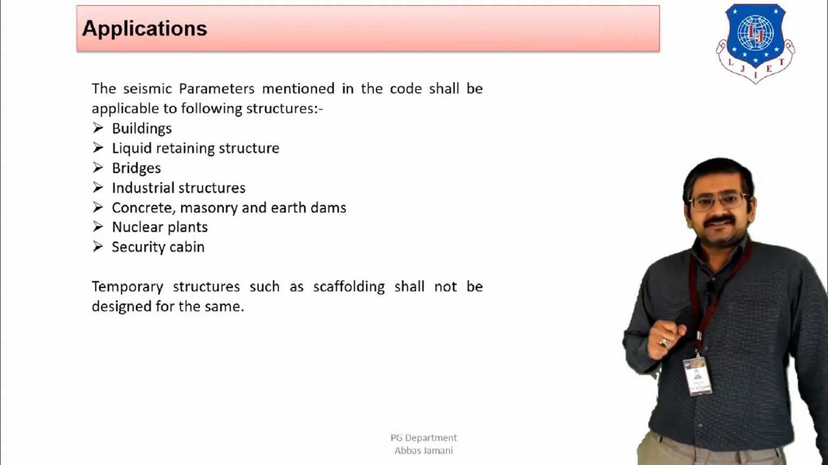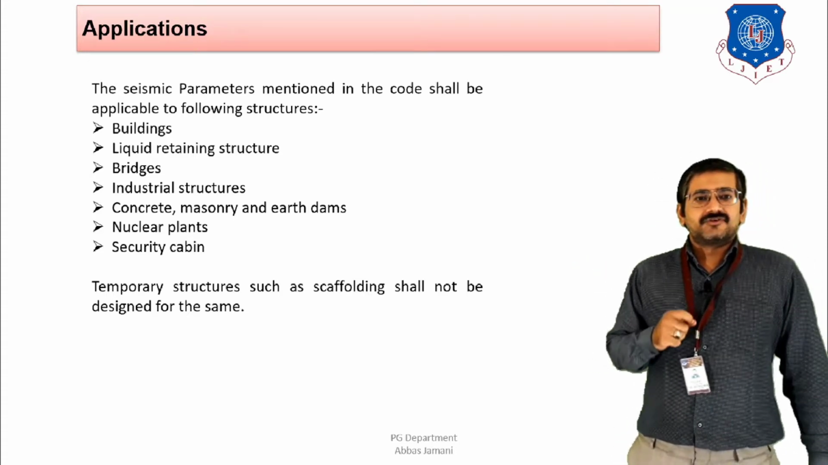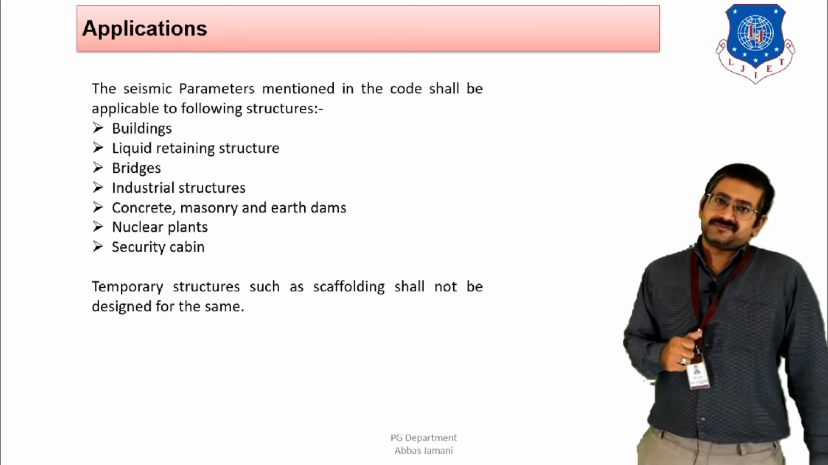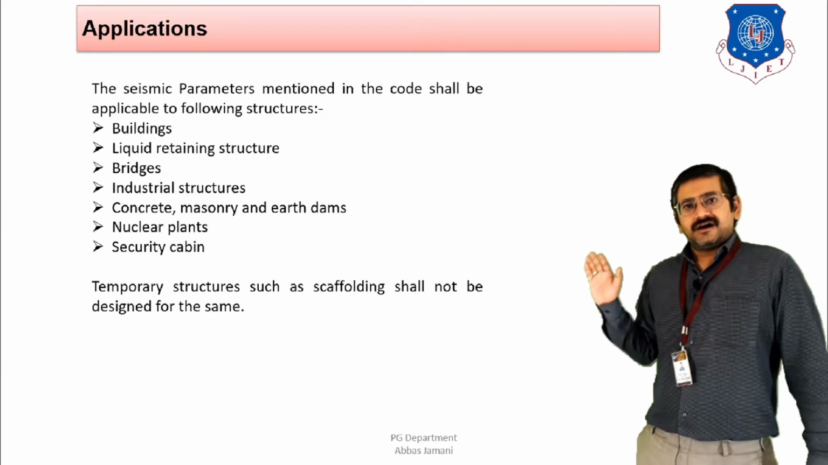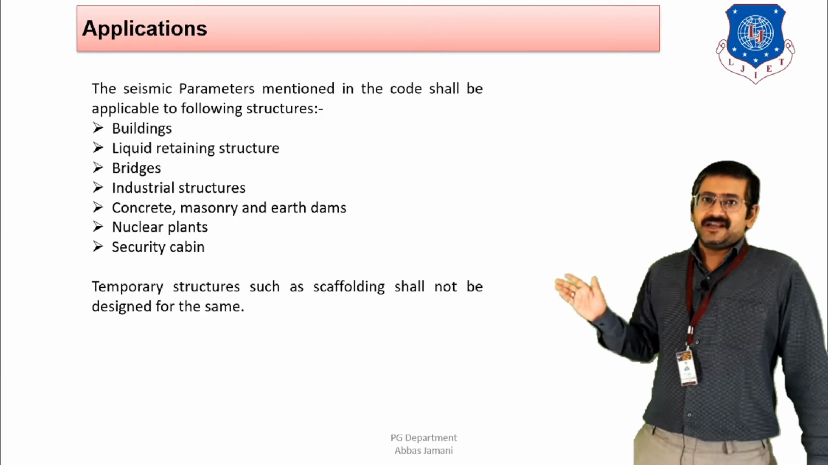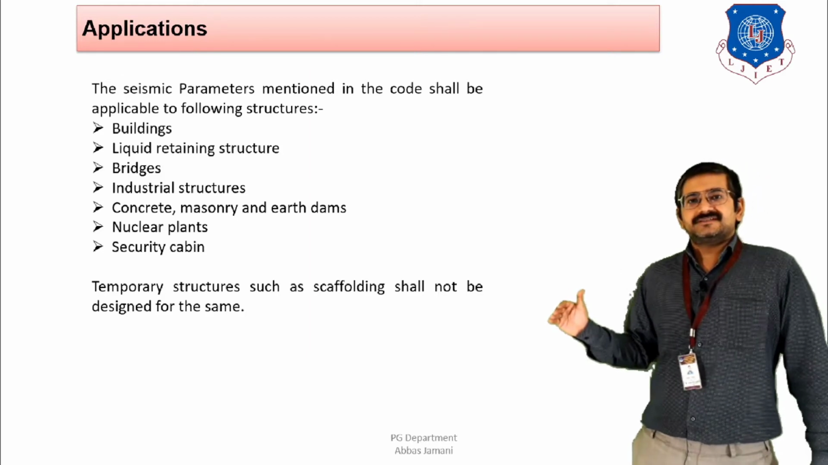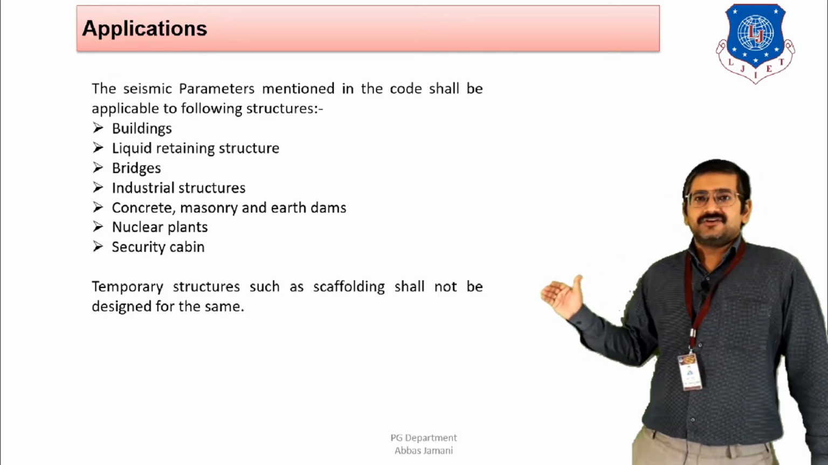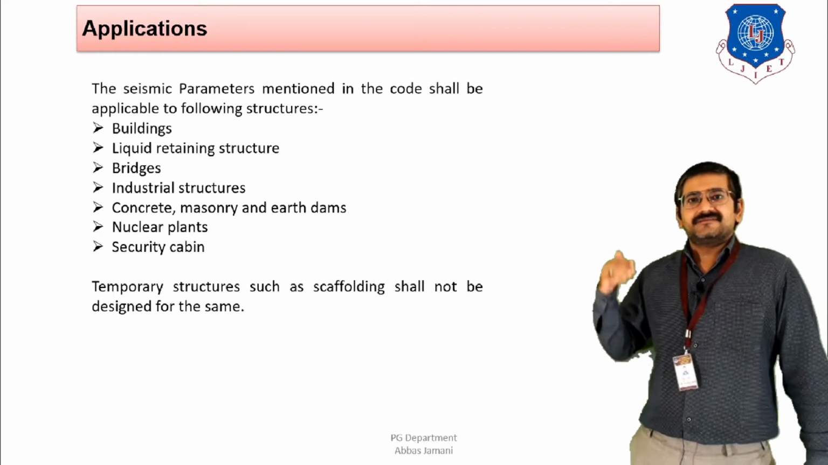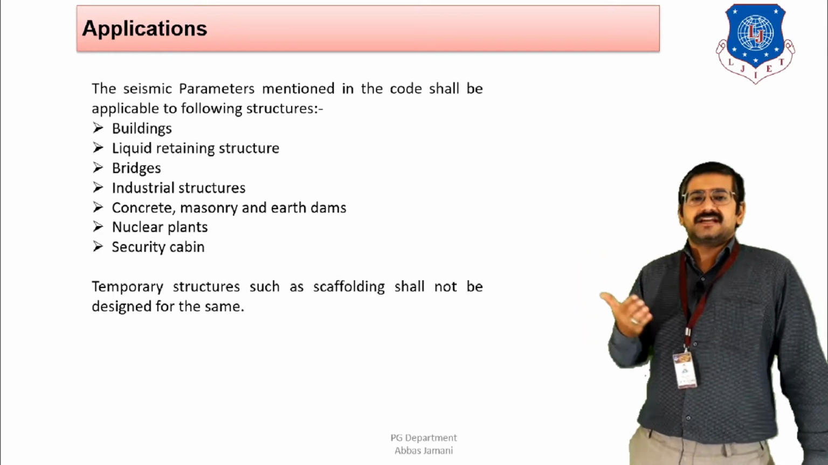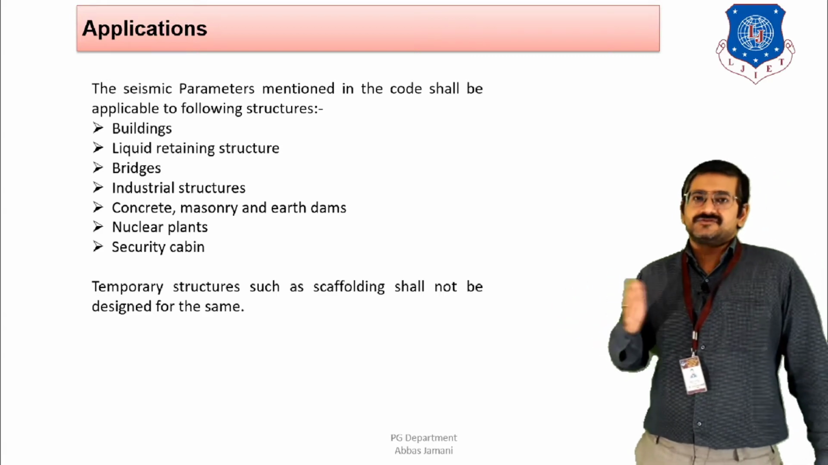So the code is clearly mentioning that the seismic parameters mentioned in this code shall be applicable to the following types of structures. First, buildings, whether it is a ground story building or a 5-story building or a multi-story building or a high-rise building or a skyscraper. In all these cases, IS 456 and IS 1893 are going to be the basic codes that you are going to refer. Then depending on the height, if there is an additional parameter, or depending upon the functionality of the building, if there is an additional code, then in that case that code has also to be considered.